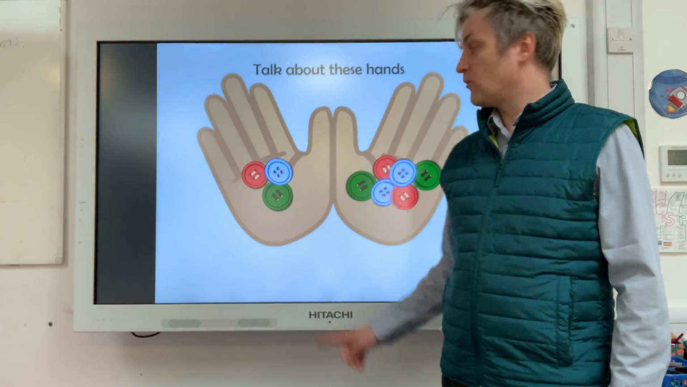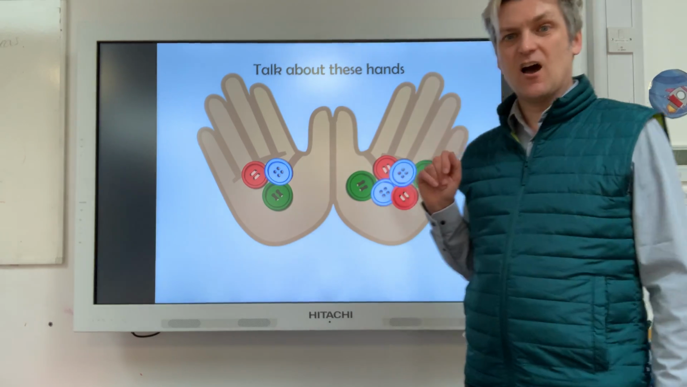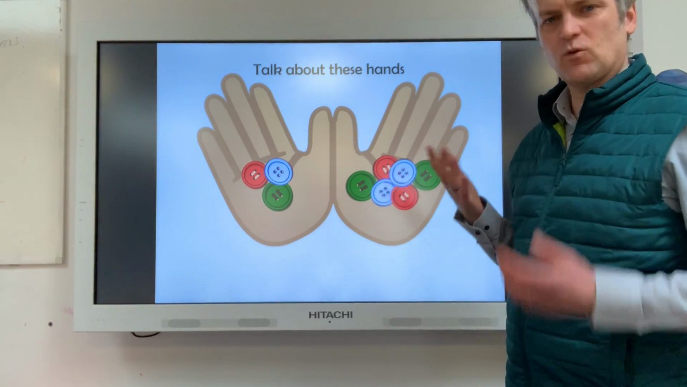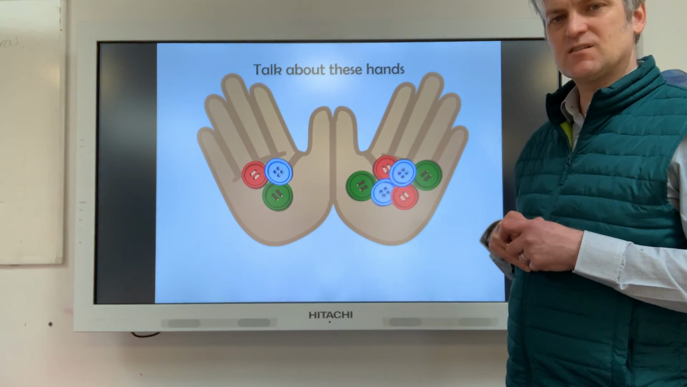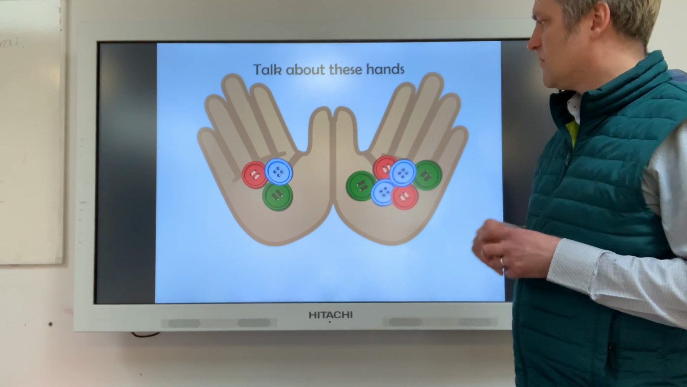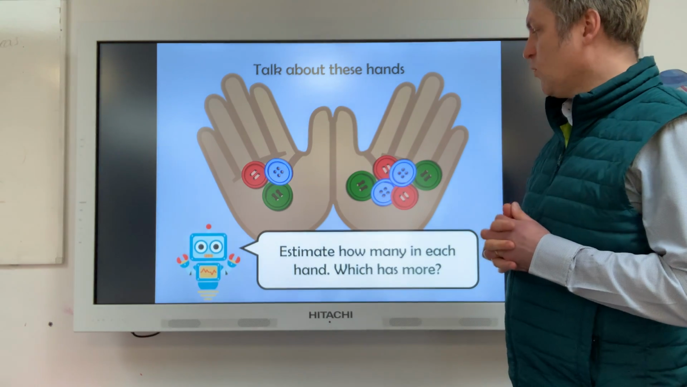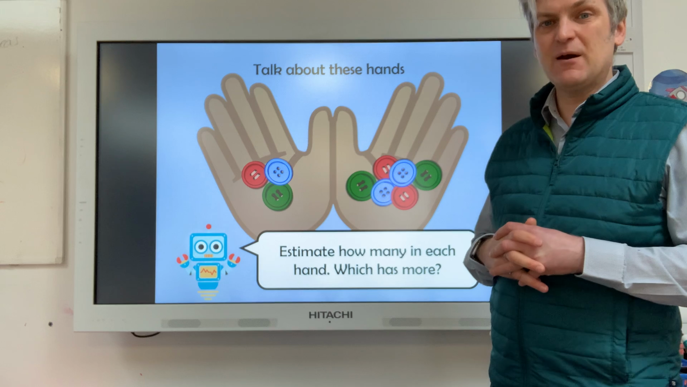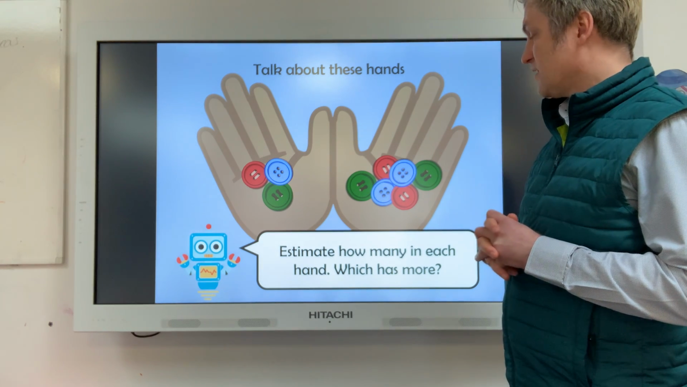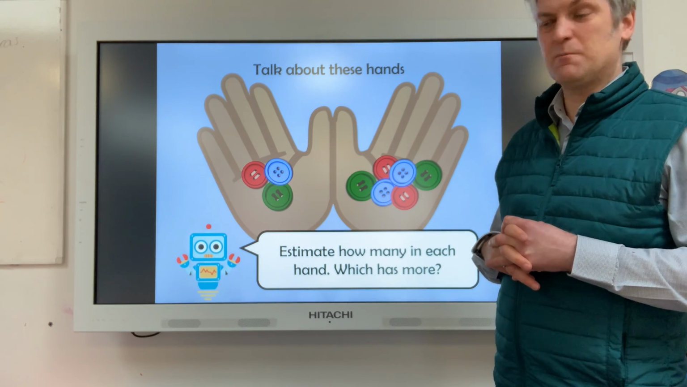Okay, now, I've got some hands here. And what have the hands got? What are they carrying? They've got some buttons, haven't they? Now, I want you to have a little think. Oh, my little robot friend says, can you estimate how many are in each hand? All right, and then we're going to have to think about which is more.